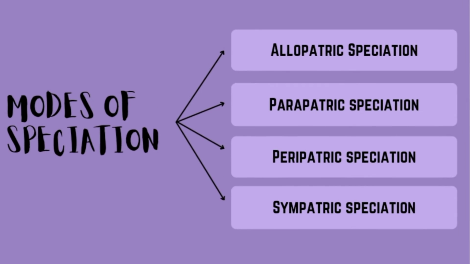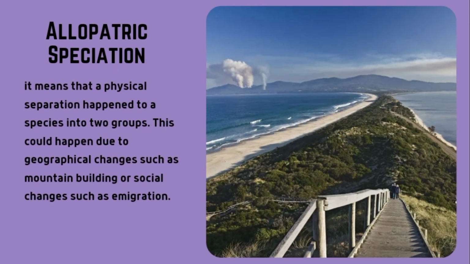In modes of speciation, as we previously tackled, speciation is how a new kind of plant or animal species is created. Speciation occurs when a group within a species separates from other members of its species and develops its own unique characteristics. There are 4 modes of speciation. Number 1 is allopatric speciation. Allo or other, it means that a physical separation happened to a species into 2 groups.